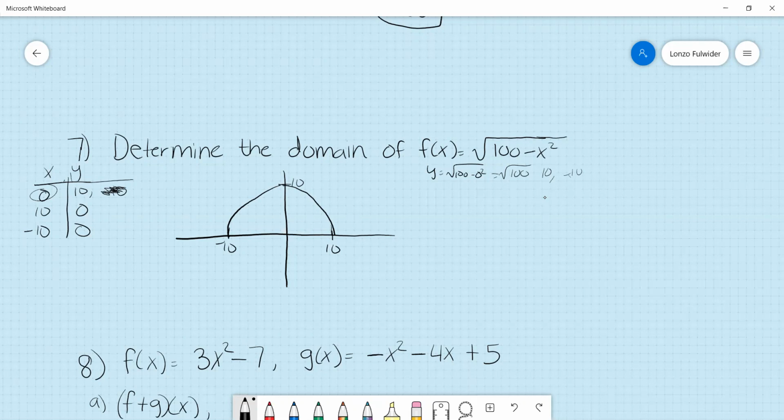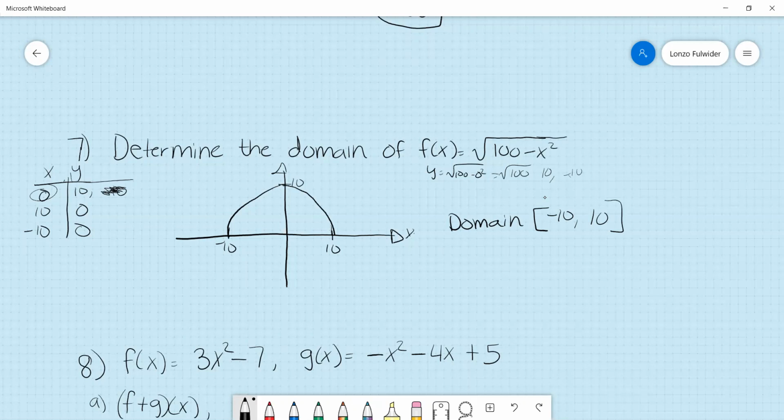Okay, so what is my domain? Remember, domain is the x value. So our domain is always on the x-axis. What is my smallest x value? Negative 10. And what is my highest x value? 10. Now, how do you write the domain? I'm going to put it in interval notation, so it's going to be bracket -10, comma 10.